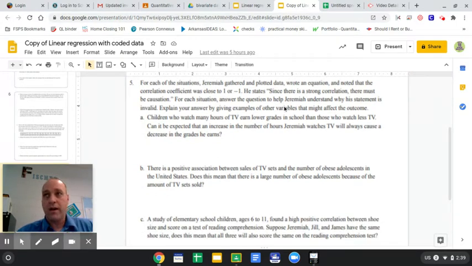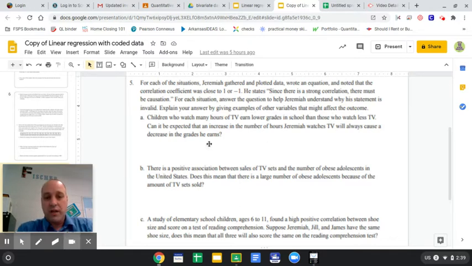So for number 5, for each of the situations, Jeremiah gathered and plotted data, wrote an equation, and noted that the correlation coefficient was close to 1 or -1. He states, since there is a strong correlation, there must be causation. For each situation, answer the question to help Jeremiah understand why this statement is invalid. Explain your answer by giving examples of other variables that might affect the outcome.